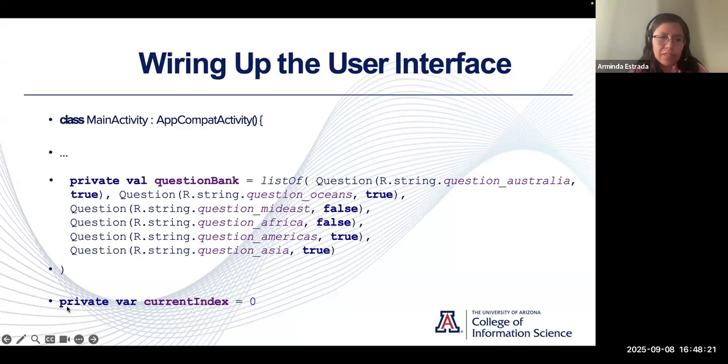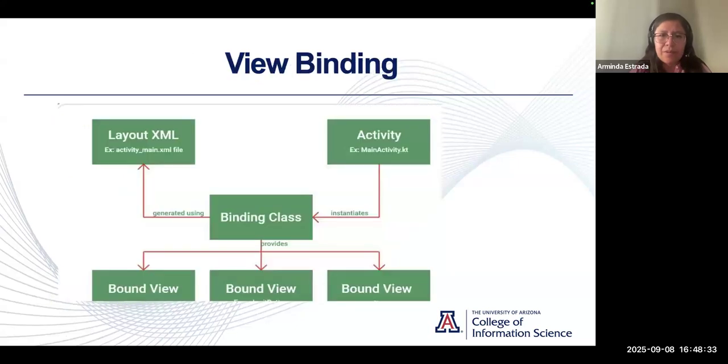Now we start our private var currentIndex equals 0. So we would start from the first question. If you were to change this, of course you would start from a different question. Then a very important concept called view binding. This view binding allows us to connect the different IDs that we have created in the resource string values and the color values with the activities and the XML.